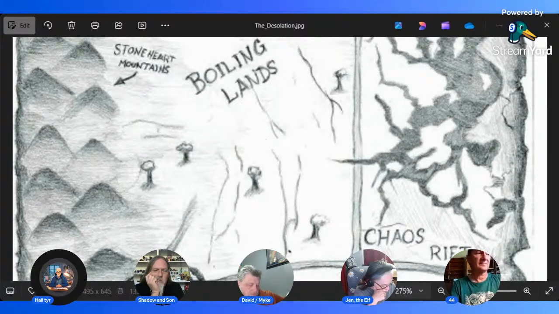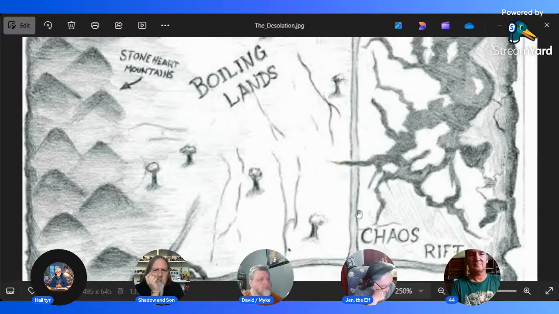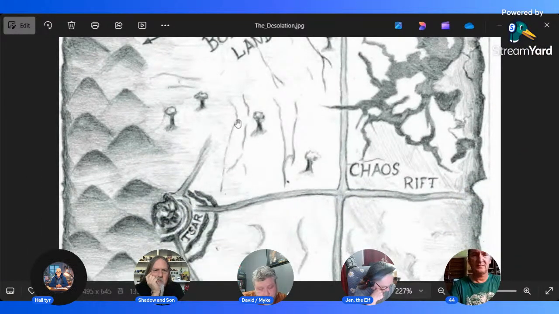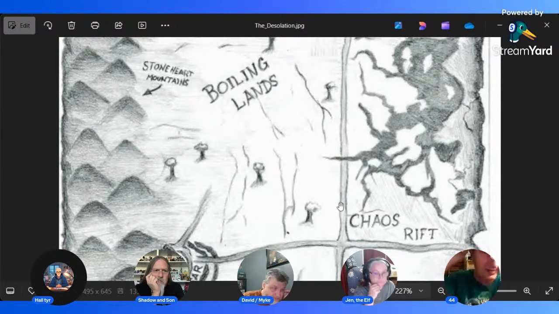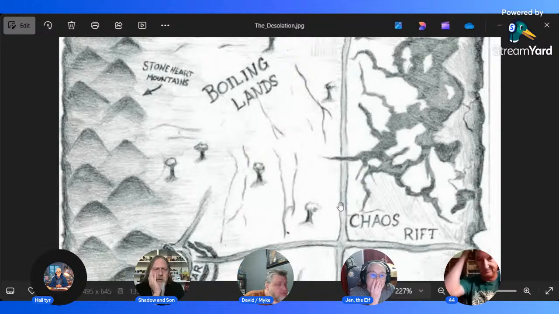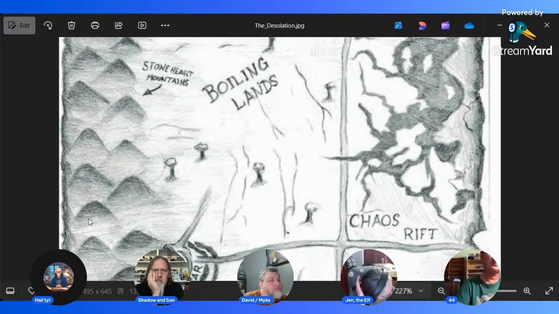If you remember the map, you are here at the crossroads. Yeah. And you want to go here. Stoneheart Mountains. What are those tree-looking things on the map? Are you asking her? Yeah. She looks at you and goes, trees. Okay. Are they giant trees?